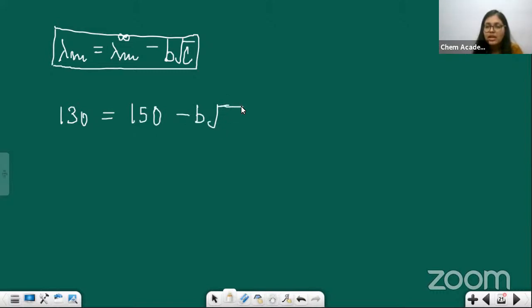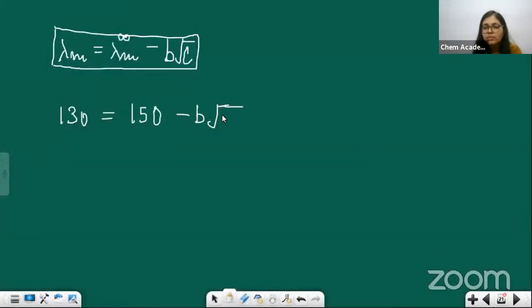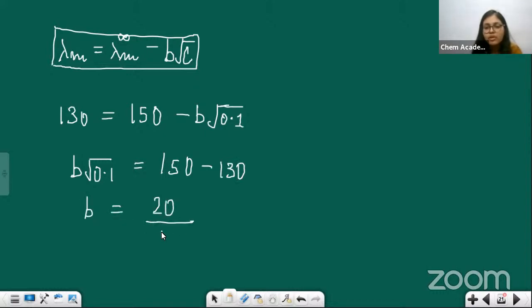And what was the concentration? Let us go back and look at the concentration. It was 0.1 molar of KCl. So the concentration is going to be 0.1. Now if I solve it, it is going to be b under root of 0.1 equals 150 minus 130. So it will come out to be b equals 20 upon under root 0.1.